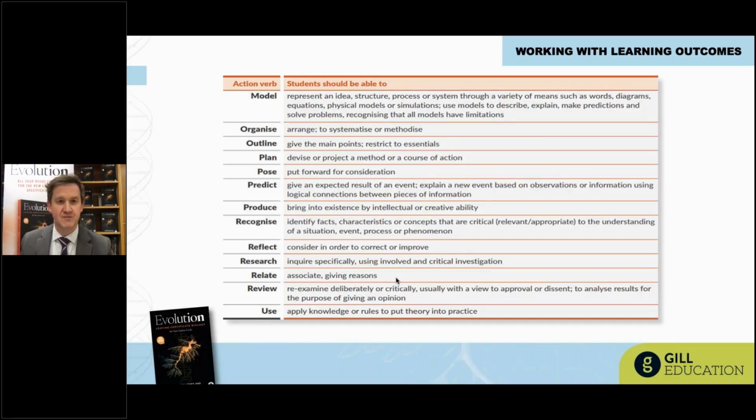When you look at a learning outcome, what they're asking you to, first of all, do is focus on the action verb that's in the learning outcome. So for example, if a learning outcome begins with the word outline, then you're just giving the main points, restricting to essentials. While if you're asked to describe, you're being asked to provide an awful lot more detail. Interestingly, you can see the word model at the very top of the screen there. I'll come back to that in a moment, because there are quite a lot of learning outcomes in relation to the word model, and I know that it's caused a little bit of anxiety for people, so we'll talk about that in a moment.